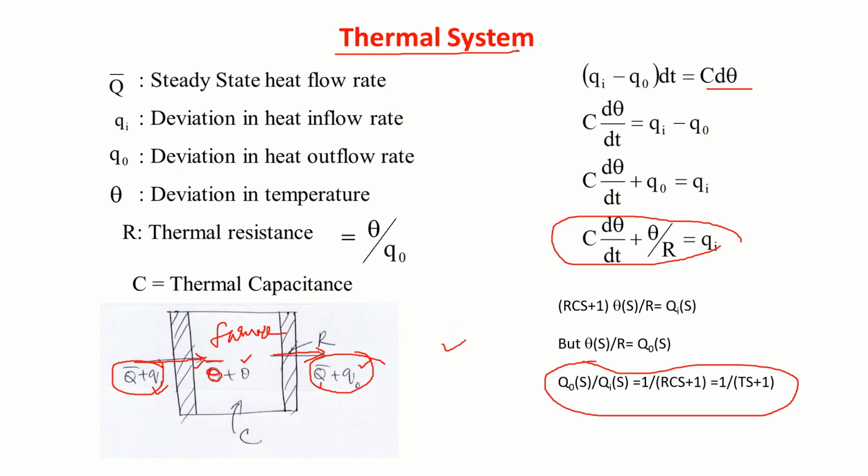Whether it is a thermal system, pneumatic system, or hydraulic system, all have the same transfer function. The only thing is that the physical variables, the resistances and capacitances, are defined with respect to those systems. So in general, all first order systems will have a transfer function 1 by Ts plus 1, or sometimes we represent it by tau, which is nothing but the time constant. So what is the time constant? We will study that later.